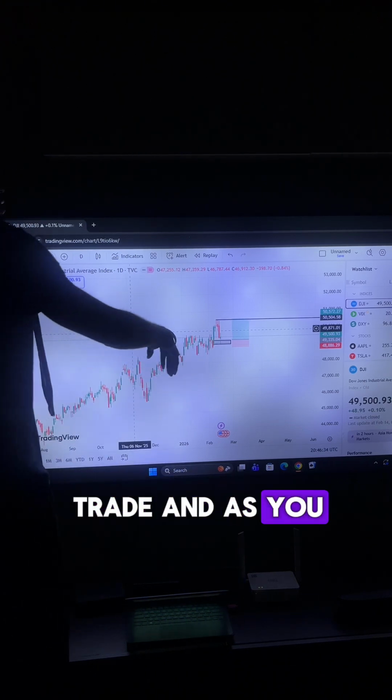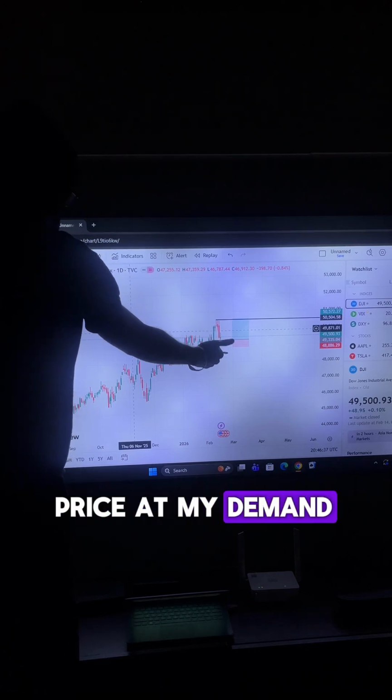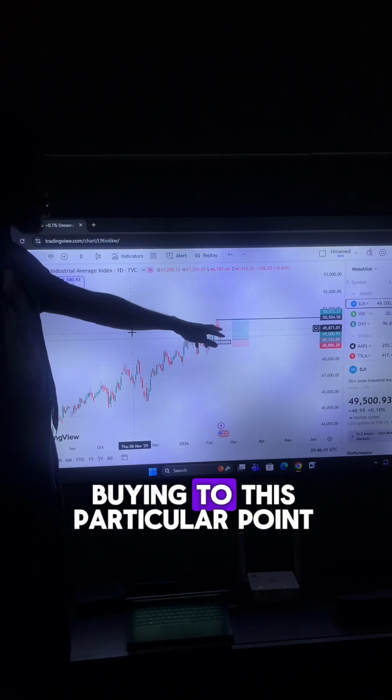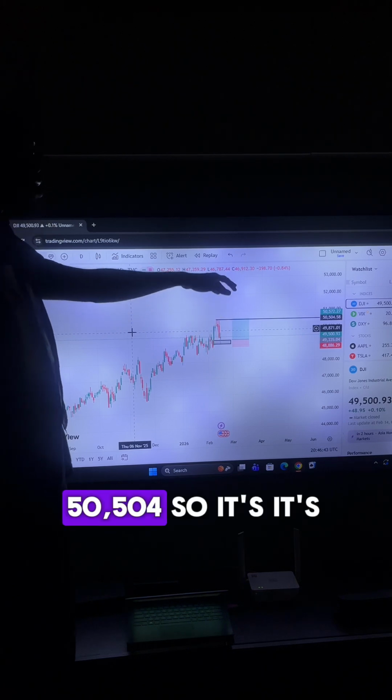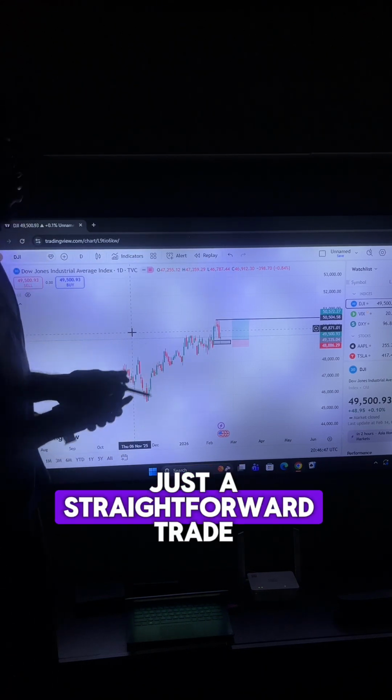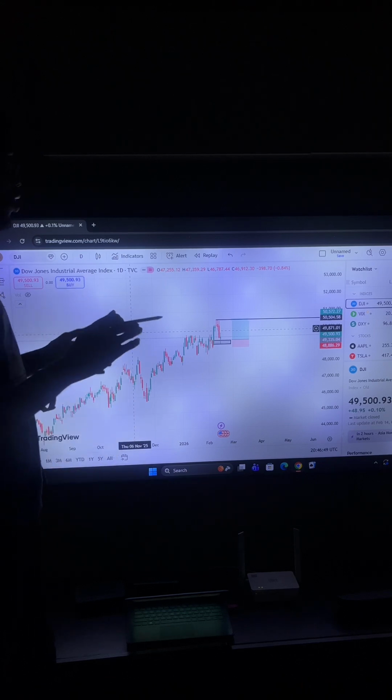And as you can see, price is at my demand zone. I'm already in on this trade, and I'm buying to this particular point, 50,504. So it's just a straightforward trade basically. There's not much to break down.